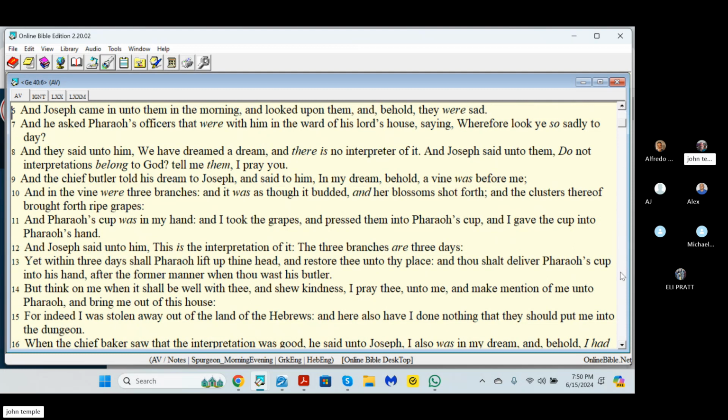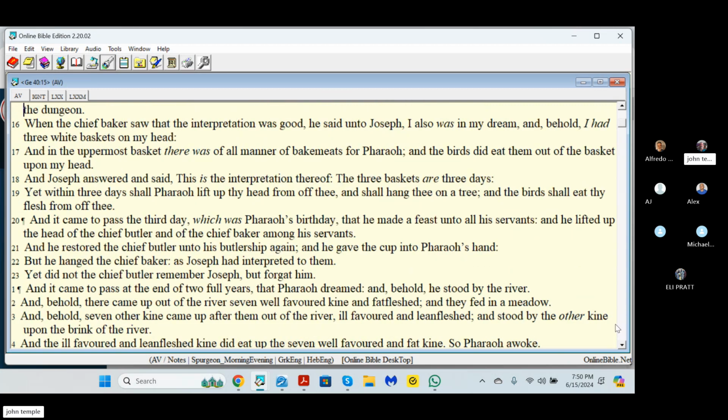And the baker was like, oh man, that's a good story. Let me give him mine. He says, the chief baker came and he saw that the interpretation was good. And he said to Joseph, "I also had a dream. Behold, I had three white baskets on my head. And in the uppermost basket there was all manner of baked meats for Pharaoh. The birds did eat them out of the basket upon my head." Can't be good, right?